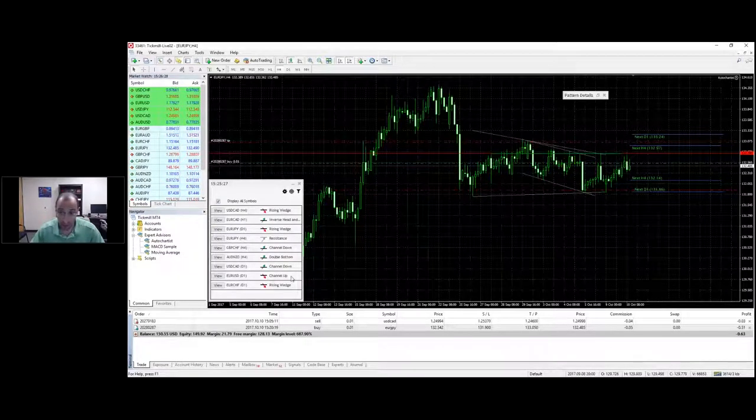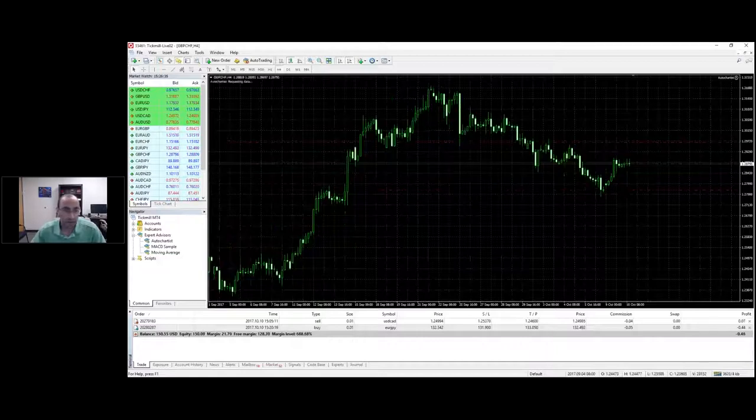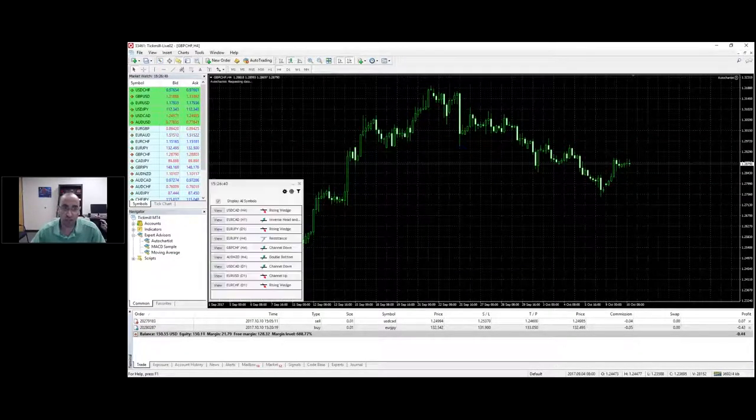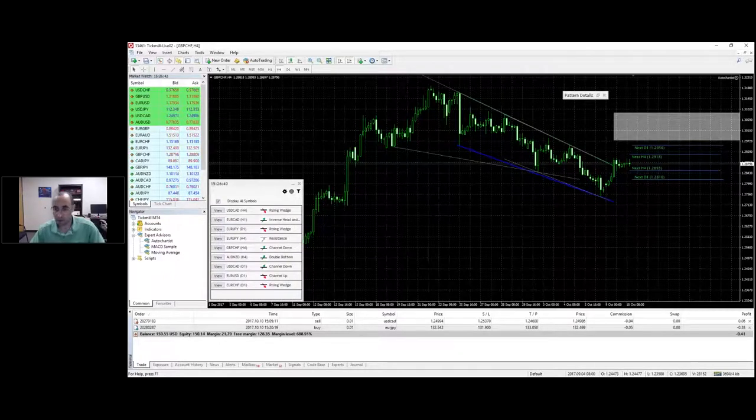So let's switch to this GBP Swiss franc 4-hourly chart over here. Very similar to previous setups. I won't go through that. Very similar channels, it's very similar to trading the rising or the falling wedges. So I'm going to skip that one. I'm going to go to a double bottom, see what that looks like.